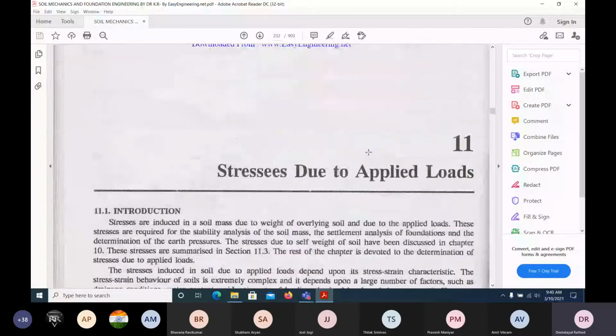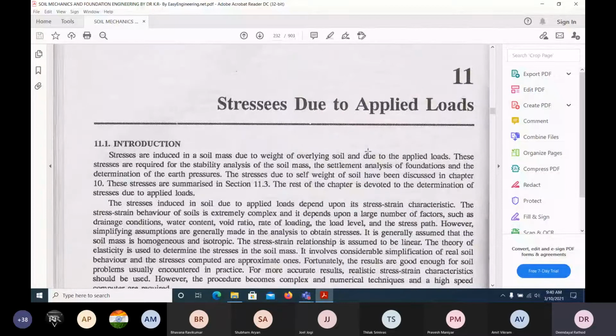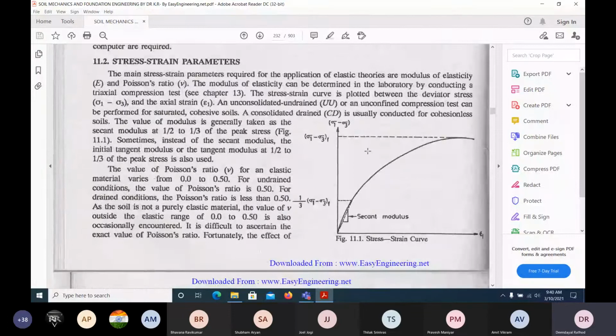So here, this is stresses due to applied load. Just listen. Here, how we can find out the modulus of a soil. Generally, whatever modulus, for any material we can find out the modulus, right? Like stress and strain, you just draw it, and the slope of this particular tangent will give the elastic modulus. You might have studied this in your strength of materials. Soil modulus also can be found in such a way.